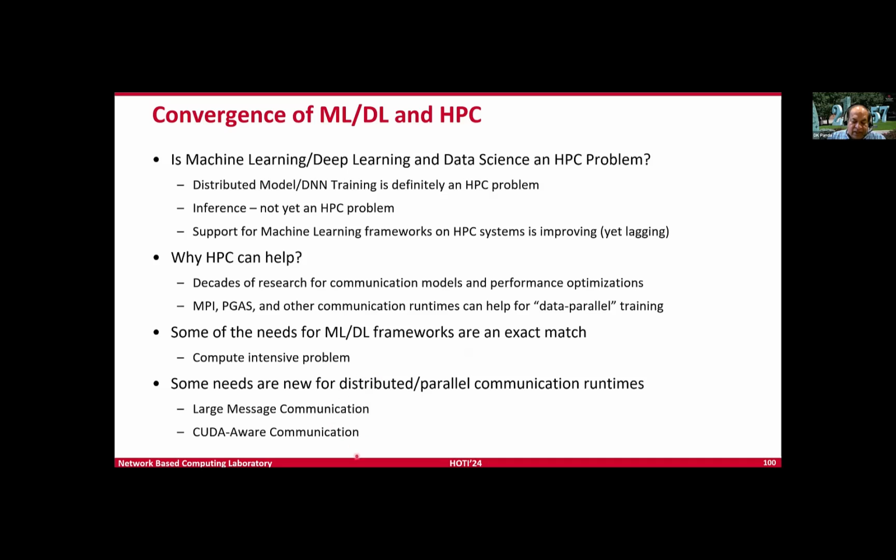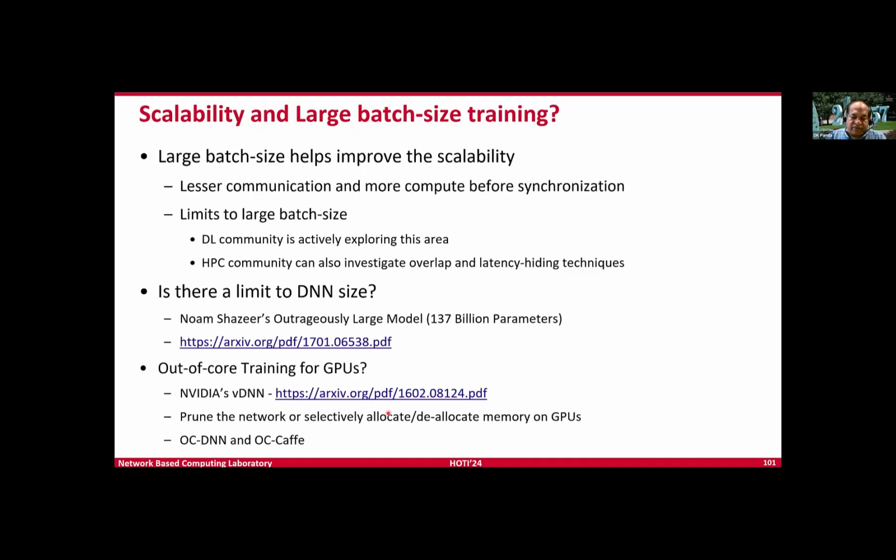The only thing is that these runtimes need to be modified, and that's what we are seeing in the community. The underlying library, you have to handle large message communication, you have to have CUDA aware communication, so that all these libraries are being redesigned to cater to the emerging trend.